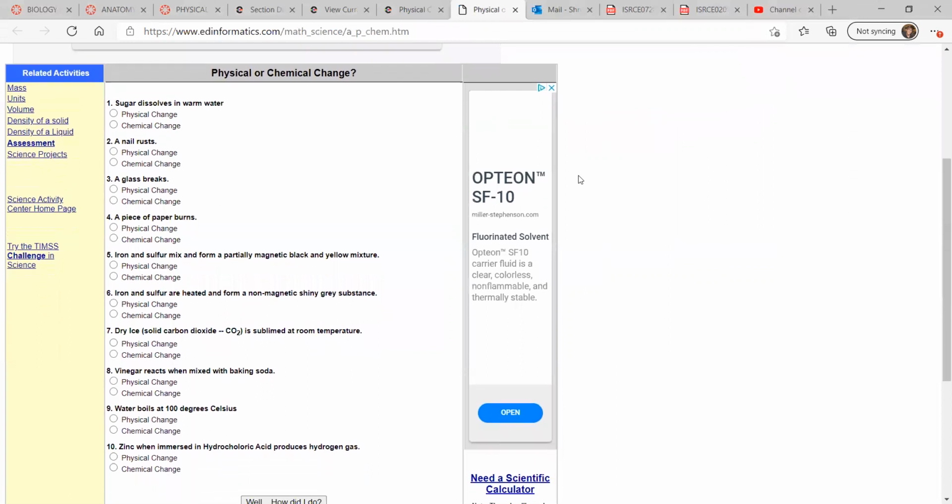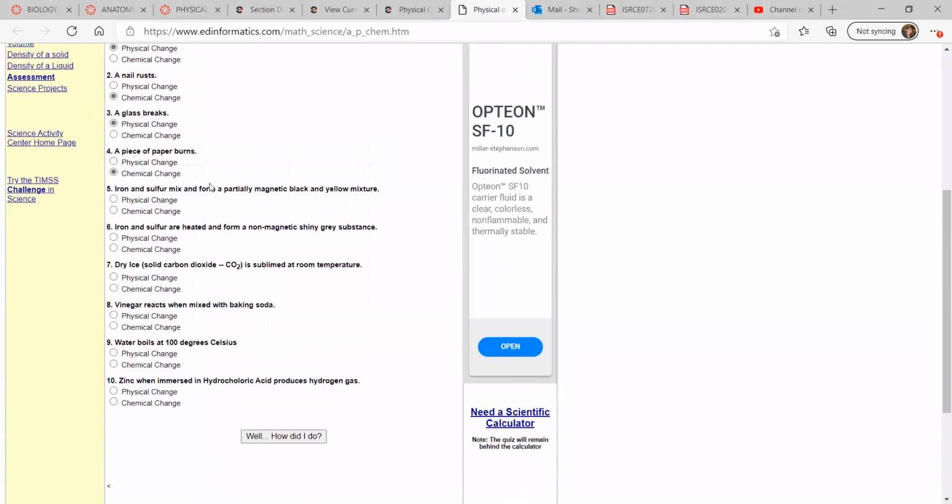And here's a short little quiz. Sugar dissolves in warm water. Is that physical or chemical? Metal rusts. Okay, so sugar dissolving in warm water: physical. Rust, that is a chemical change. Glass breaking, physical. A piece of paper burning, chemical. Iron and sulfur mix and form a partially magnetic black and yellow mixture.